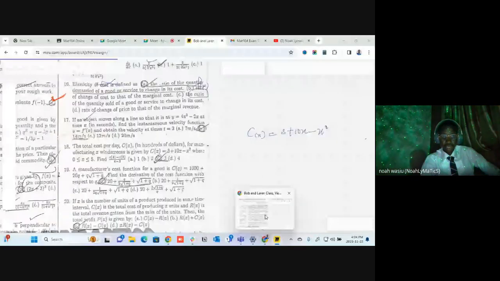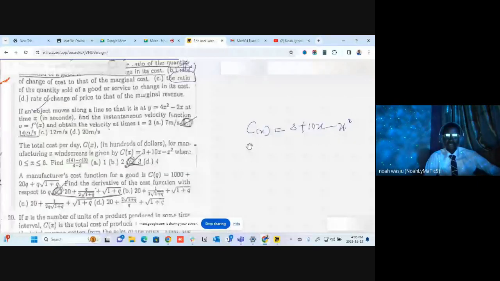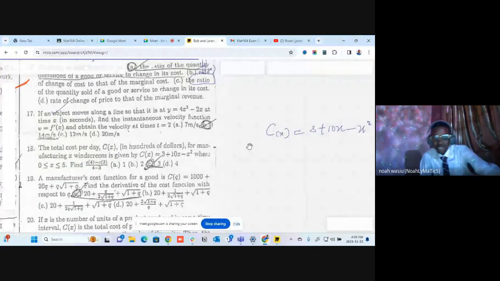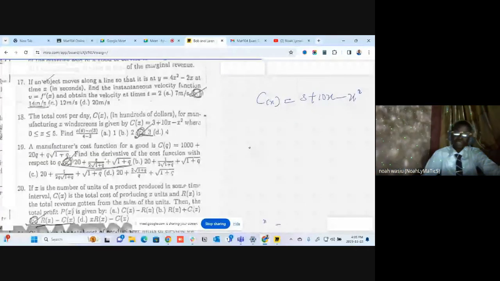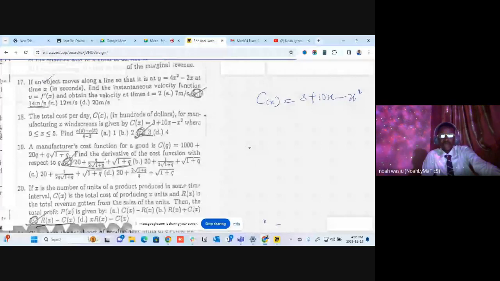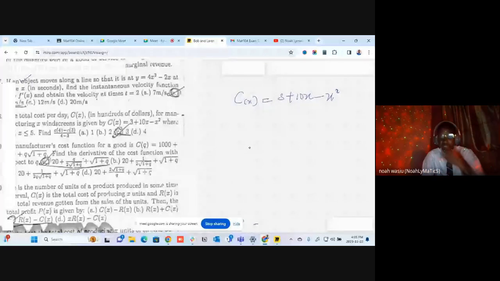So guys, we are still on question number 18. It says the total cost per day is 3 plus 10x minus x squared. We now say find C4 minus C3 over 4 minus 3. If I want to look for C4, anywhere I see X, I'll just insert 4. If you want to look for C3, you do the same thing.